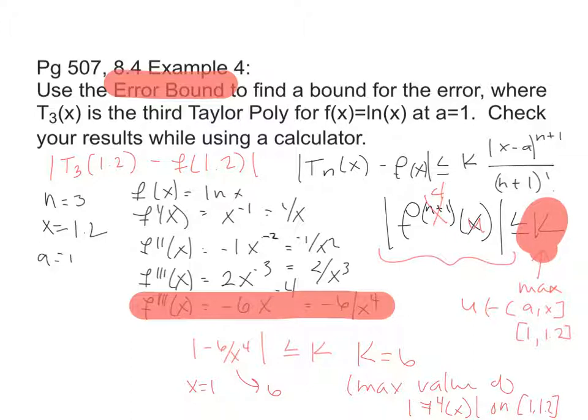Okay, so now we have all of our pieces. We've got the stuff that we need to make the Taylor polynomial, and we've got our k. We know x is 1.2, a is 1, n is 3, and k is 6. And so that's going to give us an error bound. So let's do the error bound first since we have everything we need. I'm going to highlight it all in blue.